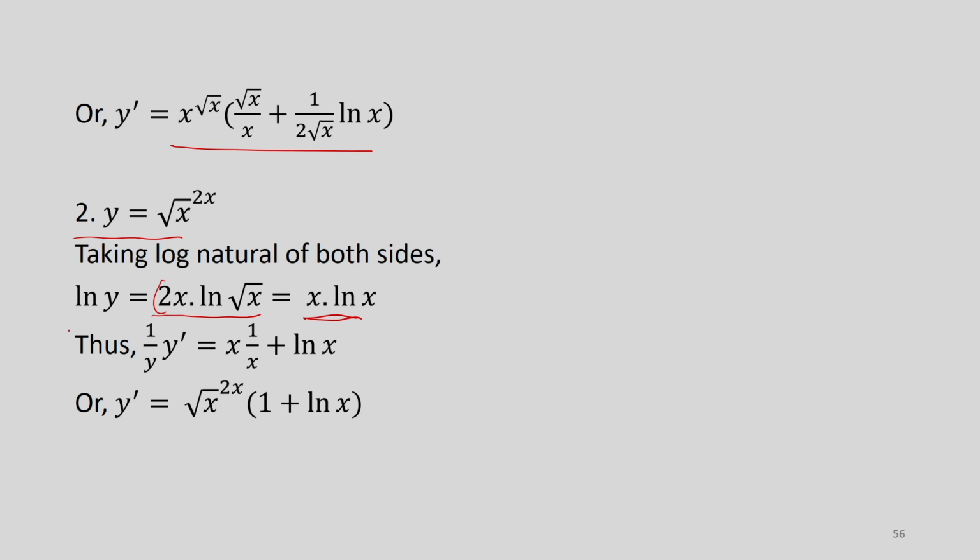Like before, I take the derivative of both sides with respect to x, and I get 1 divided by y multiplied by y dashed is equal to x multiplied by 1 divided by x plus log of x. In the next stage I multiply both sides by y, and I get y dashed is equal to root x to the power 2x multiplied by 1 plus log x. Actually root x to the power 2x comes out to be x to the power x, because the root is nothing but x to the power half, and half and 2 get multiplied. So you get x to the power x, but that is the same thing as saying root x to the power 2x.